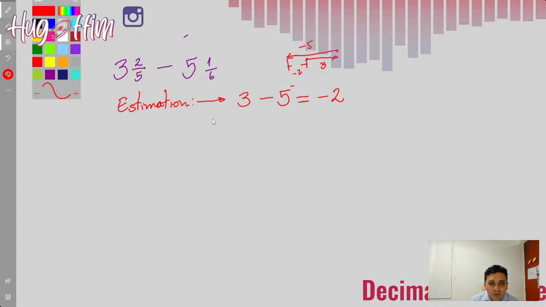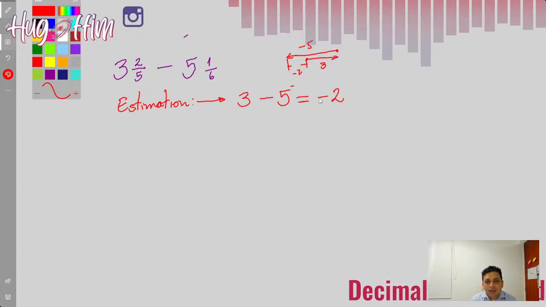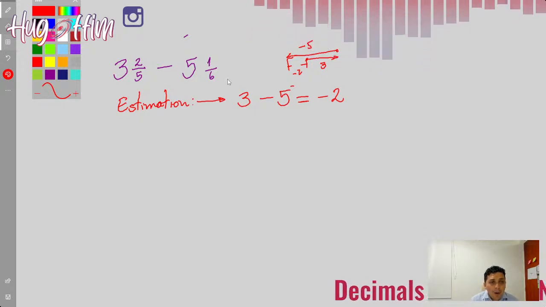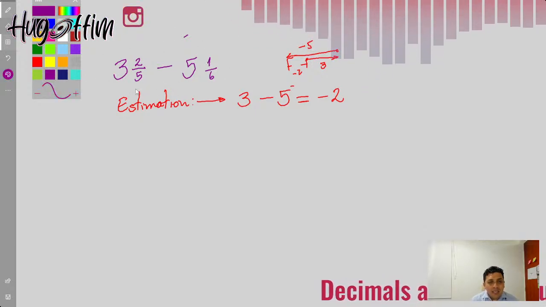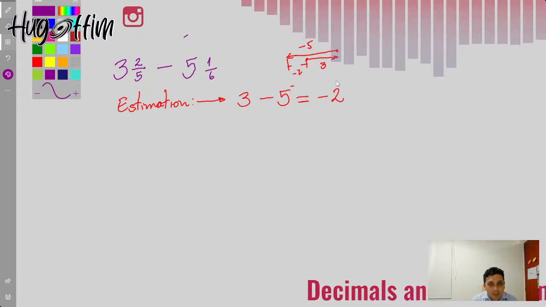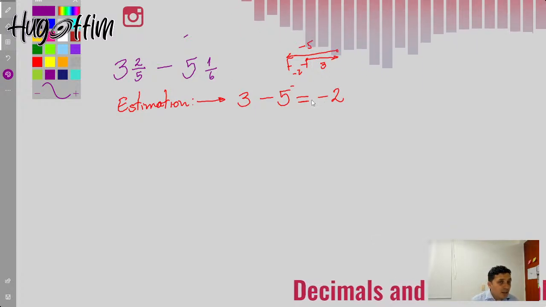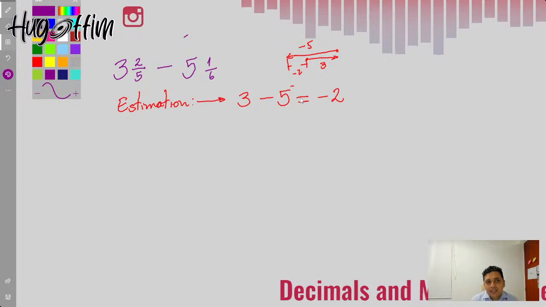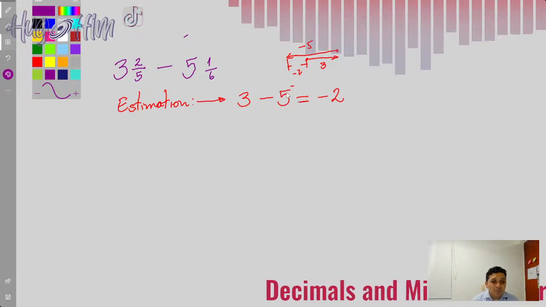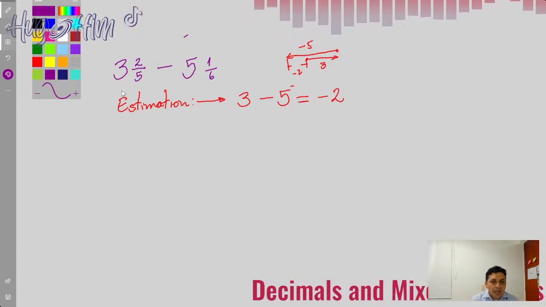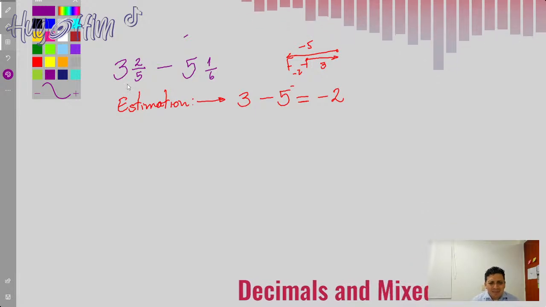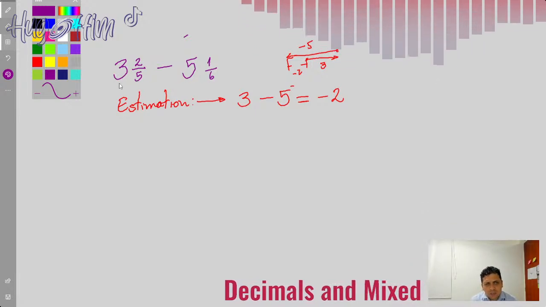Okay, so I already have my estimation. I know that the answer is around -2. So when I operate my mixed numbers, I'm going to get a number closer to -2. If I don't get a number closer to -2, it's because I did something wrong. And this is why it's important to do estimations. In most cases, you can try to do estimations.